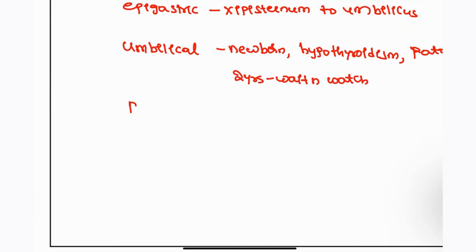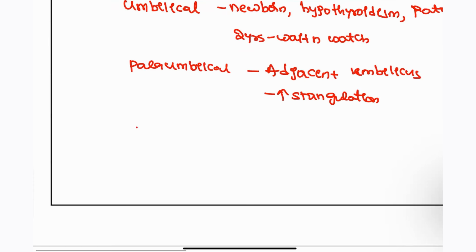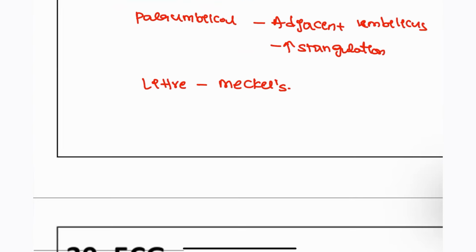Next, paraumbilical, that is adjacent to the umbilicus. Okay, adjacent to the umbilicus, and you also understand this has to be treated promptly. Why? Because of the high risk of strangulation. The space is very narrow, and this can cause strangulation. Next, Littre hernia is associated with Meckel's. If it is a Meckel's, that is associated with the Littre.